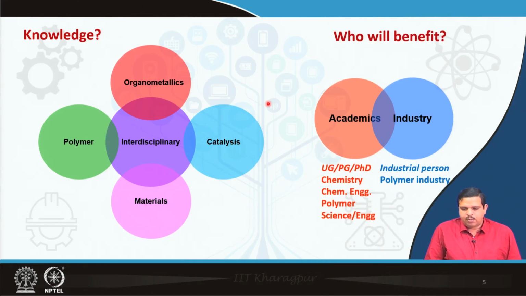As it is a perfect blend of academic and industry interest, UG, PG and PhD students from various disciplines like chemistry, chemical engineering, and polymer science and engineering will find this course highly beneficial. Not only that, industry people, specifically from polymer industries, will be highly interested in taking this course.